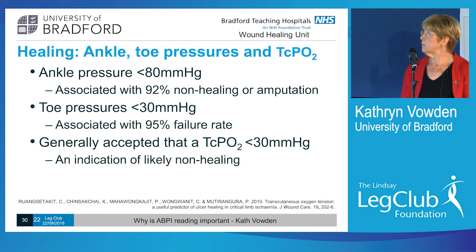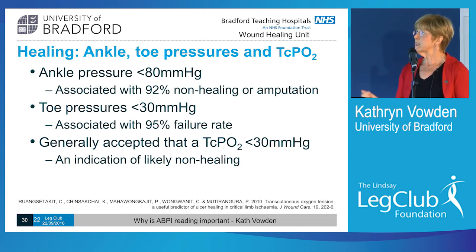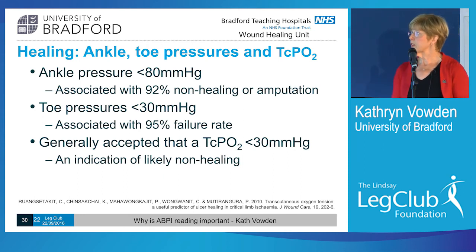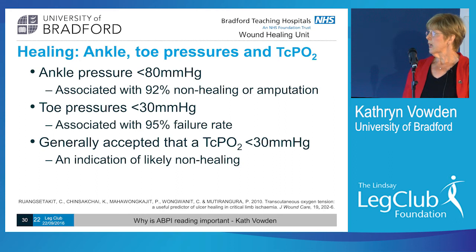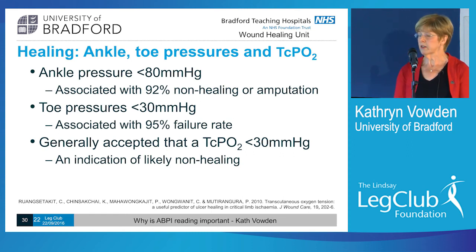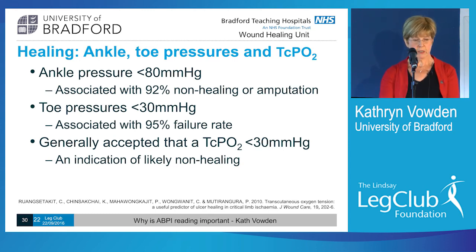And when you think about ankle brachial pressure index or toe pressures and TCPO2 measurements, we can see here that ankle pressures of below 80 are associated with 92% non-healing or amputation. Toe pressures of less than 30 are associated with a 95% failure to heal rate. And a TCPO2 of less than 30 millimeters of mercury is an indication of likely non-healing. So we really need to get these patients moving fairly rapidly into the multidisciplinary team so that we can save life and limb, basically.